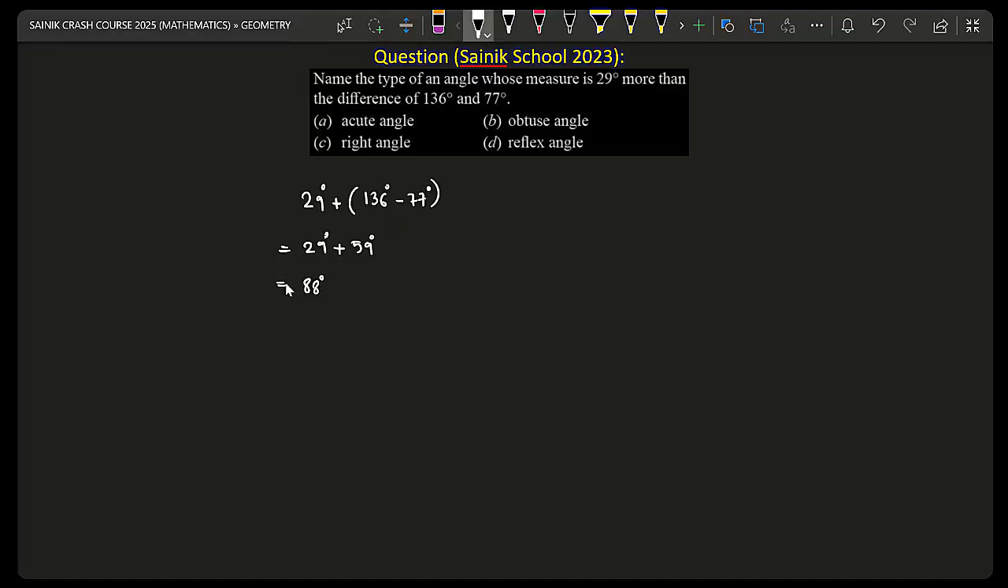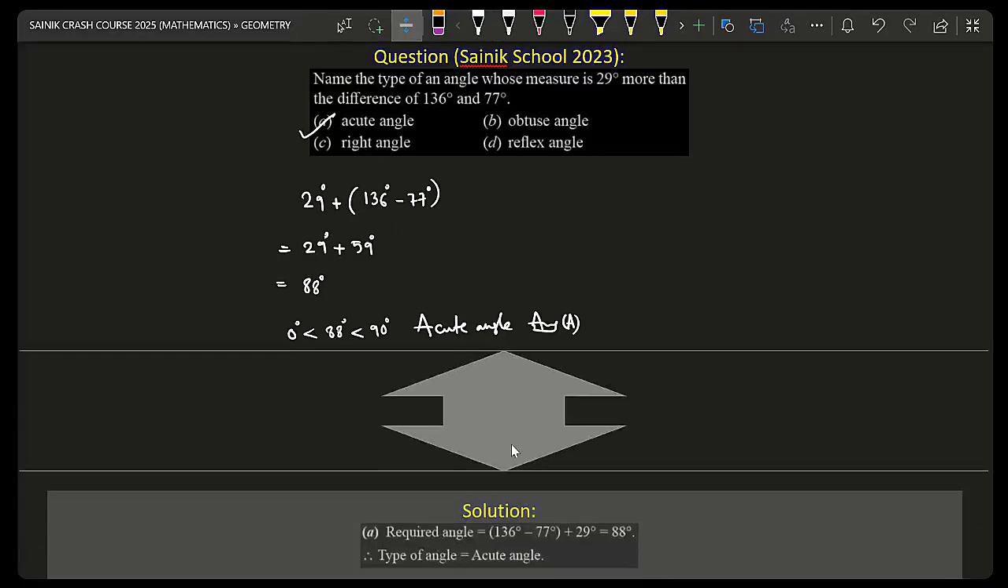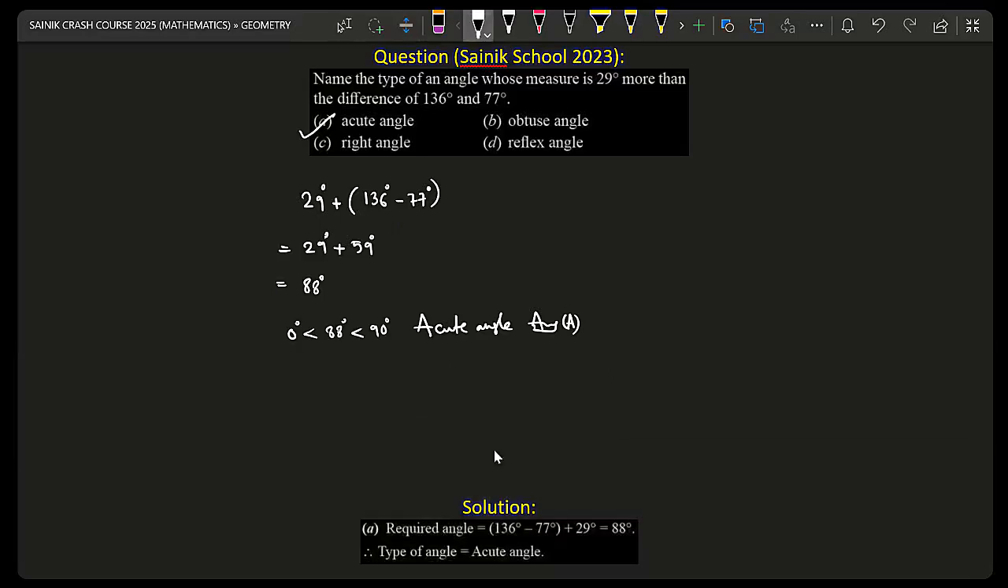88 degrees, which type of angle? Acute angle. Why? Because 88 degrees is more than 0 degrees and less than 90 degrees. So any angle lying between 0 and 90, which type of angle do we call it? The acute angle. Which option? Option A. Yes, it is A. Very good, Daksh. So this is about this 2023 question.